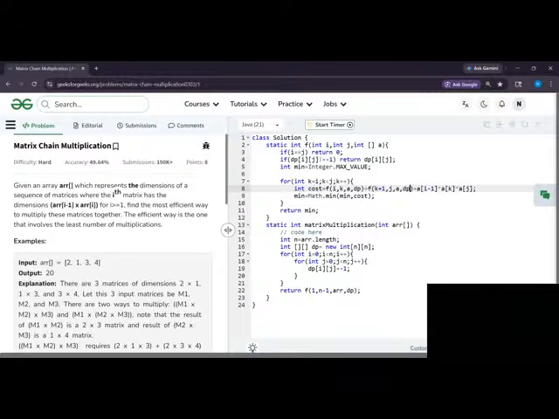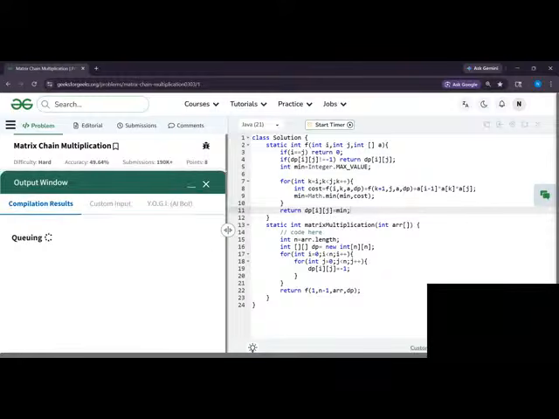Now, instead of returning min directly, we need to store min inside the DP as dp of ij equal to min. We need to just store it and return it. We'll try to see.